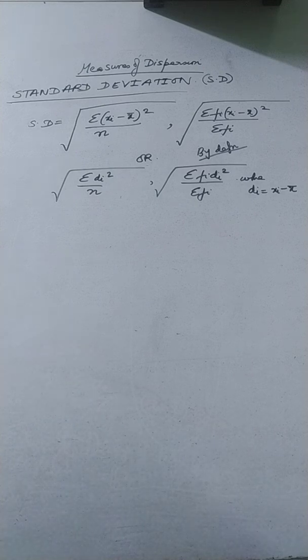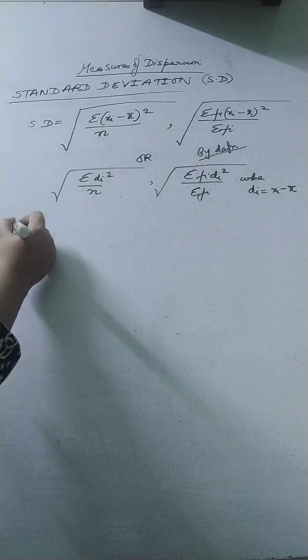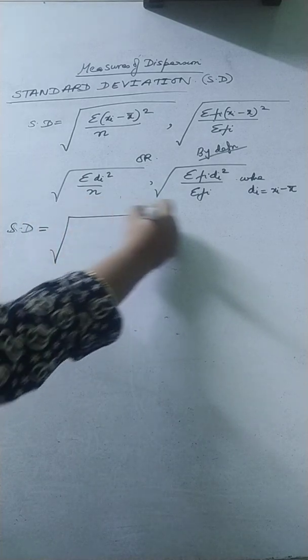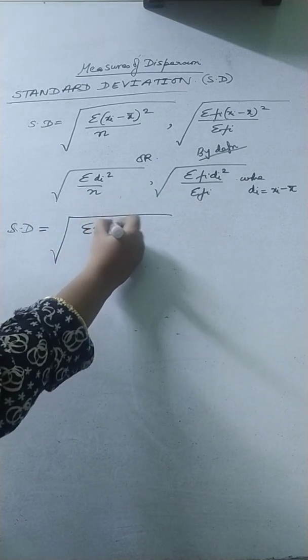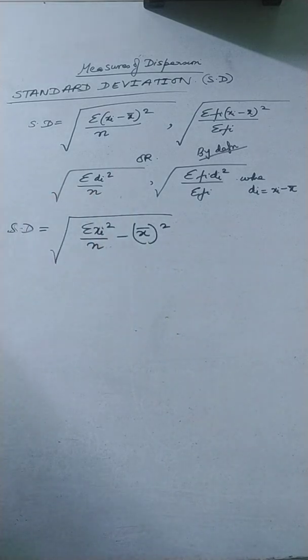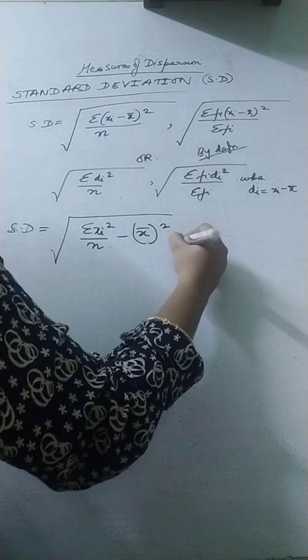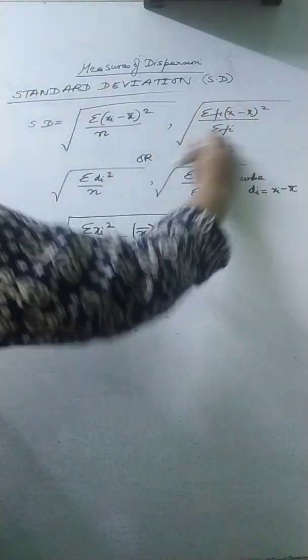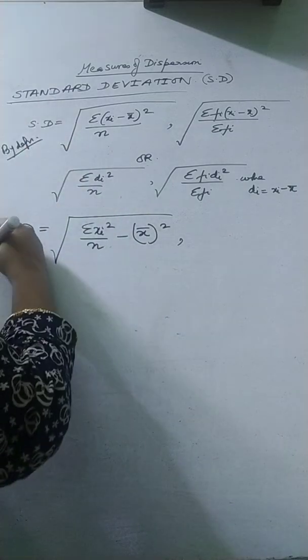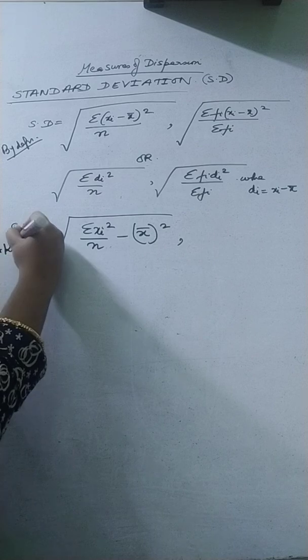Now we have alternative formulae also. We have something called working formulae for standard deviation. And what is that working formula? Let us write it. SD is equal to root over of summation xi square by n minus x bar whole square, if frequencies are not associated. Now this one is by definition. I think I'll write this side. This is by definition, and this is your working formula.